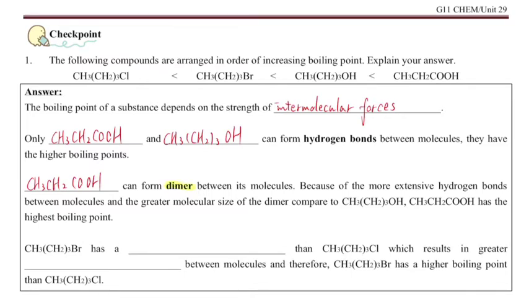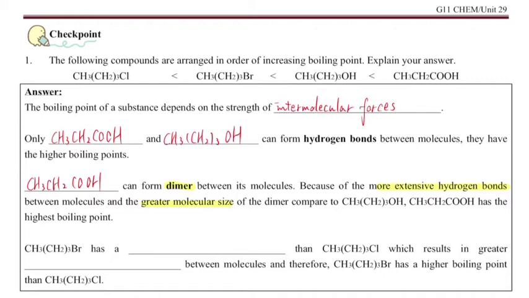The dimer causes an increase in molecular size, and also there is more intensive hydrogen bonding between the molecules. So both factors result in a higher boiling point for the carboxylic acid compared to the similar-sized alcohol.